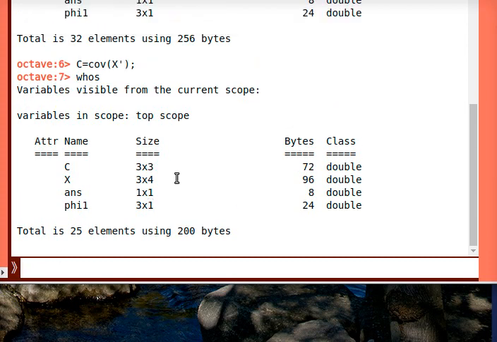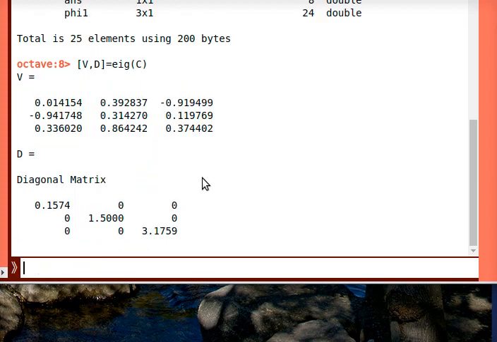Now we want to compute the eigenvectors and eigenvalues of the covariance matrix. Remember, we talked about how to do this earlier in the linear algebra section. I'm just going to leave the semicolon off so I can see what's happening. The columns of V are the eigenvectors, and the diagonal elements are the eigenvalues. You see that they are ordered from smallest to biggest instead of biggest to smallest. But we see here that the 3.1759 is the largest eigenvalue, and the third column of V is going to be our basis vector.